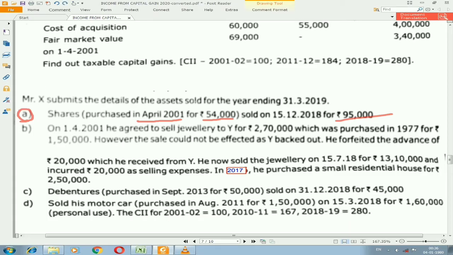The next asset is jewelry. This asset was agreed to be sold in 2001 itself, but the sale activity wasn't completed fully. That is the reason this asset is sold in 2018 one more time. As you can see, the sale amount is 13,10,000. For that they have also incurred some expenditures in order to make the sale, that is 20,000 as selling expenses. Let us take those two.